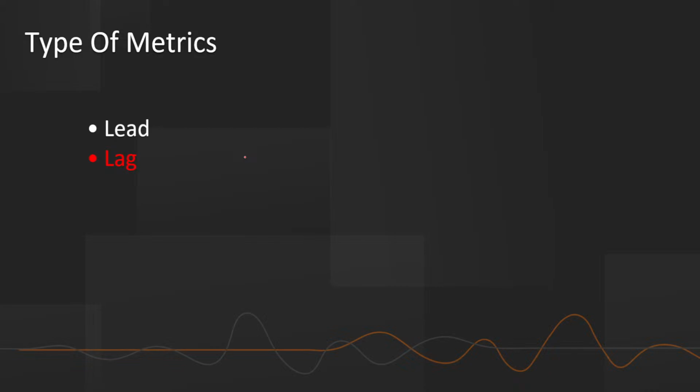Whenever you do some kind of analysis, try to understand what the lead matrices are for that, because it's always easy to analyze lag matrices. It's a post-mortem. Our sales has already been done, loss has already been booked. We are just seeing what has happened in the past. But lead matrices is something which can tell you what could happen in future.